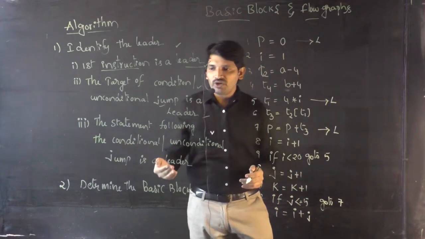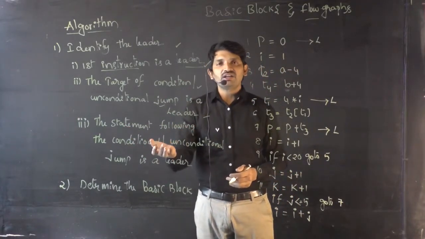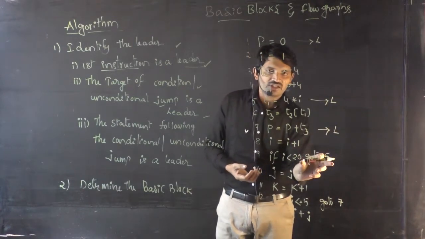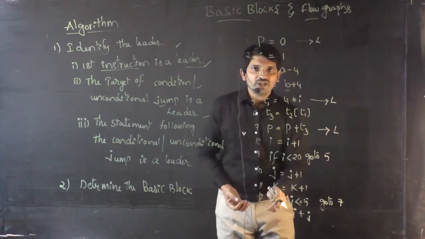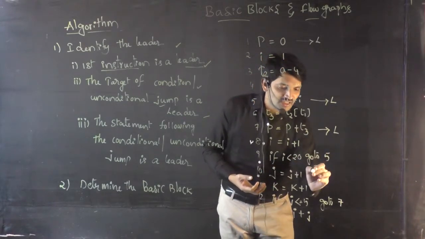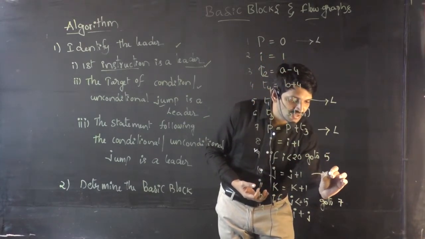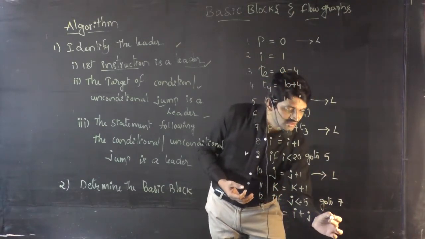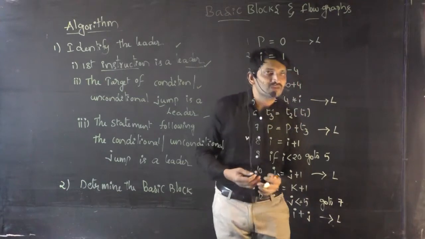Now come to the third point. The statement following a conditional or unconditional jump is a leader. So here a jump statement is there, and here another jump statement is there. The instruction which follows each of them is also a leader. And here this is also a leader.